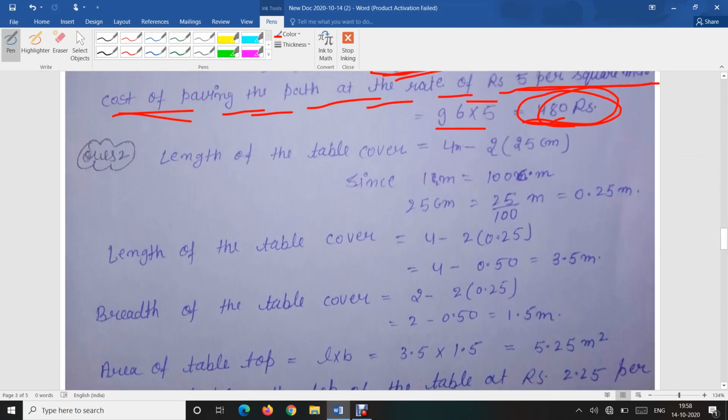Here it is. Length of the table cover is 4 meter minus 2 multiplied by 25 centimeter. This is in meter and the unit of 25 is centimeter, so we have to convert centimeter to meter, because at the end the question is asking about meter. We know that 1 meter is equal to 100 centimeter, so we have to divide the number by 100. So 25 centimeter is equal to 25 upon 100 meter, which is equal to 0.25 meter.